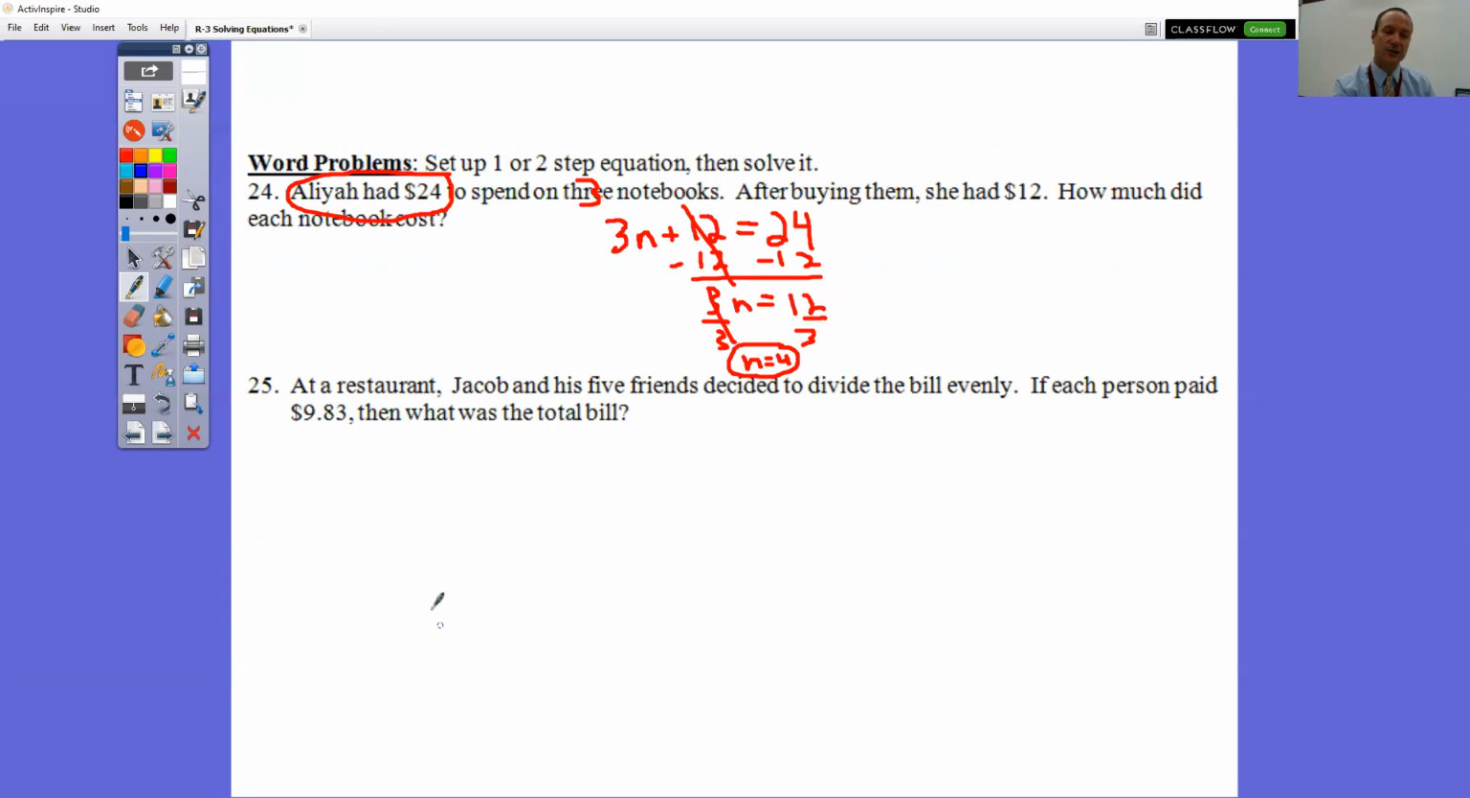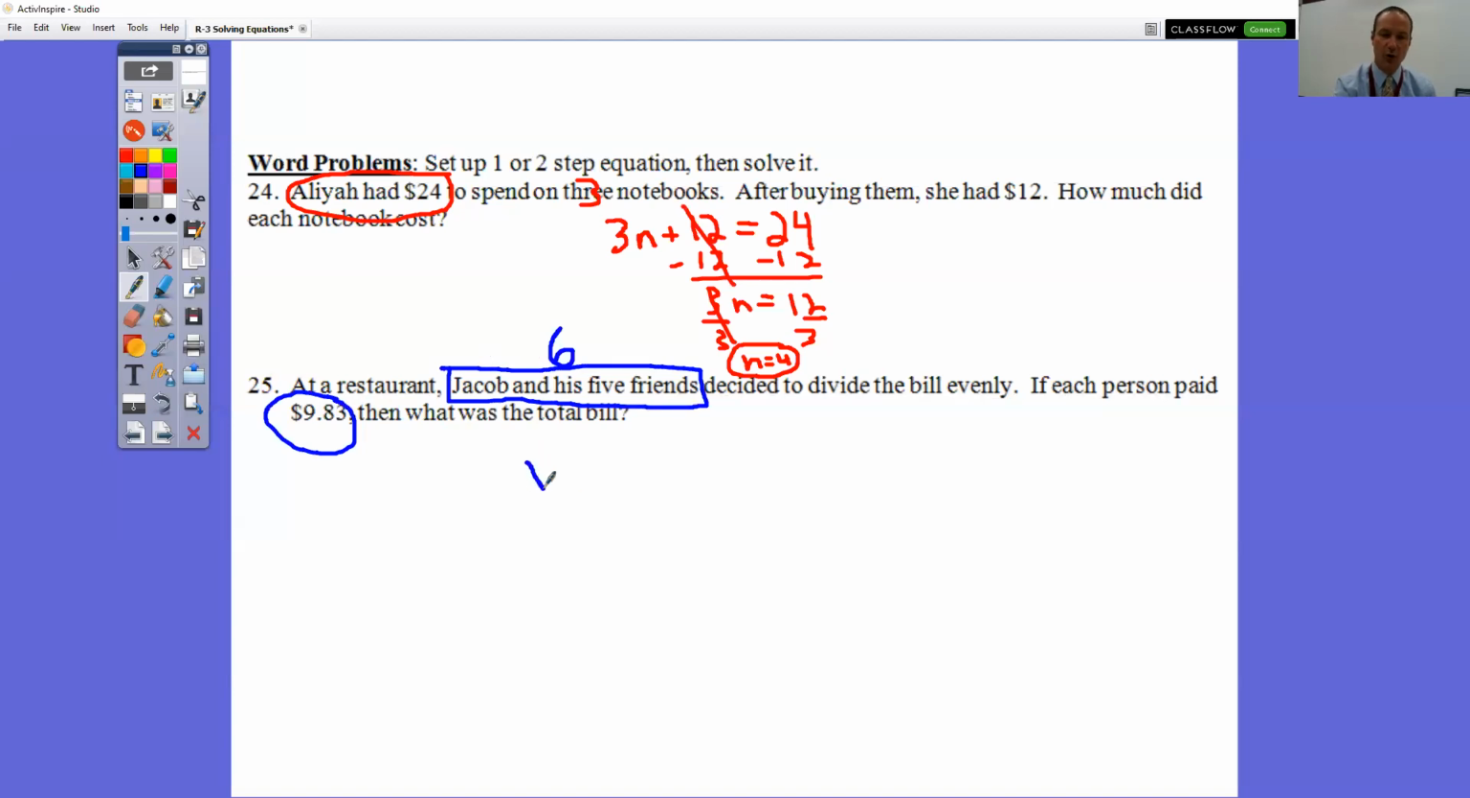When we take a look at the last one, it says at a restaurant, Jacob and his 5 friends decided to divide the bill evenly. If each person paid $9.83, then what was the total bill? Well, when it says Jacob and his 5 friends, that means we're taking a look at 6 total people. So you sort of got to reverse engineer it, where you got to think backwards.